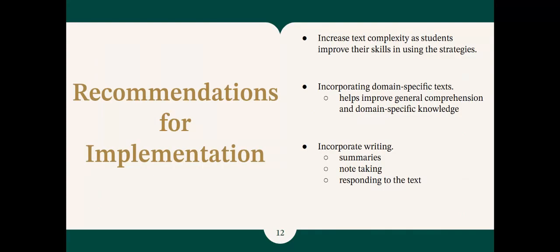Here are some other recommendations for implementation. Increase text complexity as students improve their skills in using the strategies. So when you are starting instruction on text structure, you are choosing texts that clearly demonstrate the targeted structure. As students become more familiar, you can pull in more complex texts that maybe have signal words in them that are not meant to be signal words, that will make the students form a deeper analysis of what they're reading.